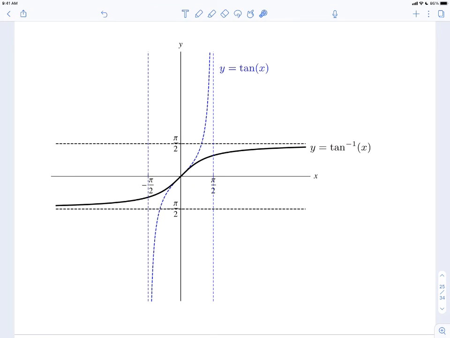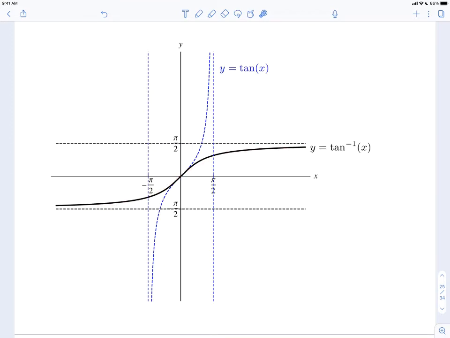Here you can see the graph of tangent on its restricted domain and the inverse tangent. So again, tangent is this blue dashed curve, at least on its restricted domain between -pi/2 and +pi/2. And the graph of its inverse is obtained by reflecting through the line y equals x. And so that gives us this solid black curve here, which is the inverse tangent.